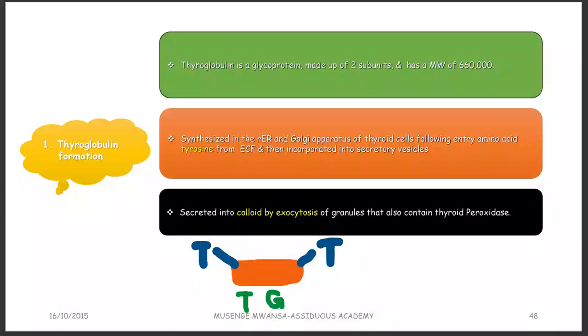So the first step, step one, is the formation of thyroglobulin. Thyroglobulin, as we said, is found in the colloid. It is a glycoprotein which is made up of two subunits. It is synthesized in the rough endoplasmic reticulum and the Golgi apparatus of the thyroid cell, following the entry of amino acid tyrosine from extracellular fluid and then incorporated into secretory vesicles. It is going to be secreted into the colloid by exocytosis of granules that also contain thyroid peroxidase.